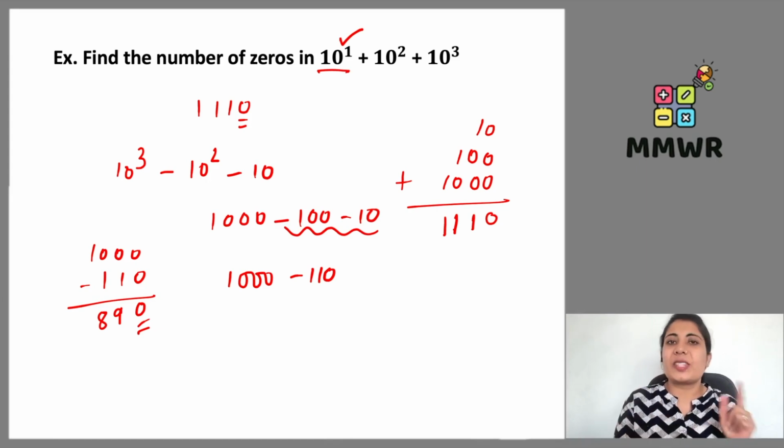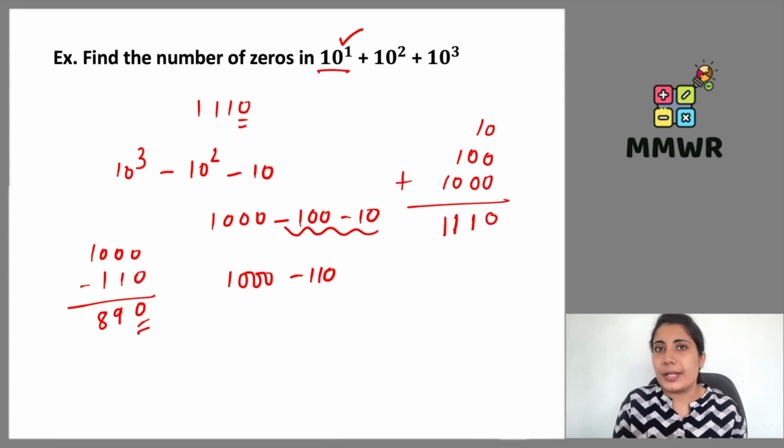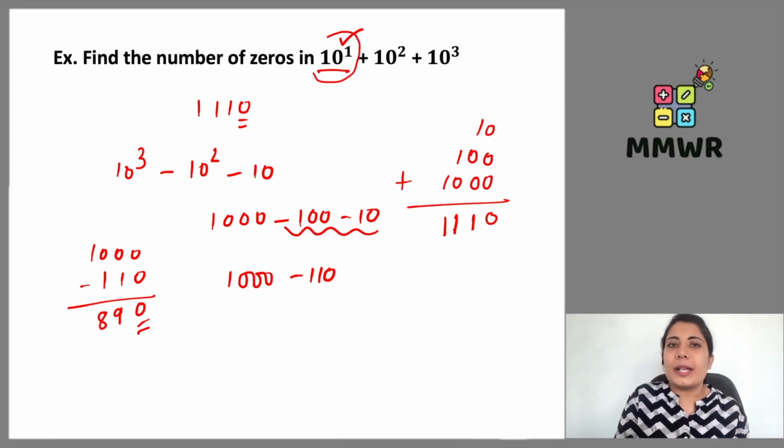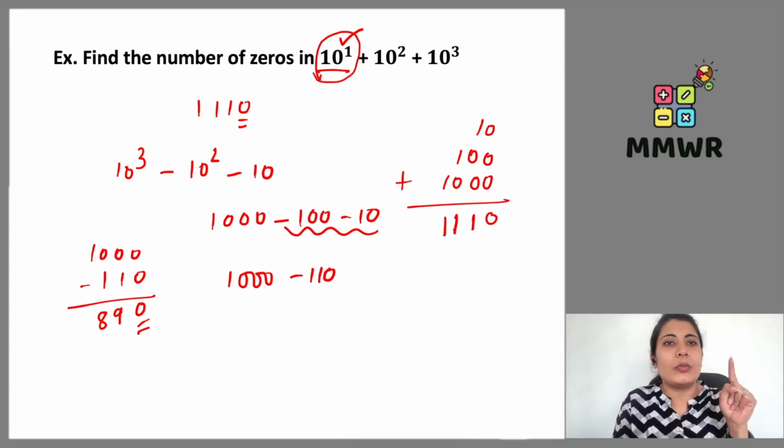Which has the lowest power? 10 to the power 1. That is why 10 to the power 1 is the power here. That means only one 0 will be here.